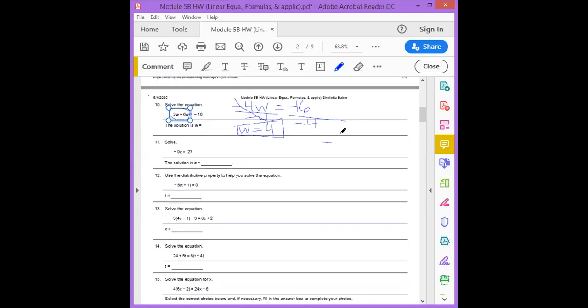For number 11, we have negative 9z equals 27. To solve this equation, we do the opposite operation. The opposite of multiplying by -9 is to divide both sides by -9. Now when we divide on the left side, the -9's cancel. So z equals 27 divided by -9, which gives us -3.